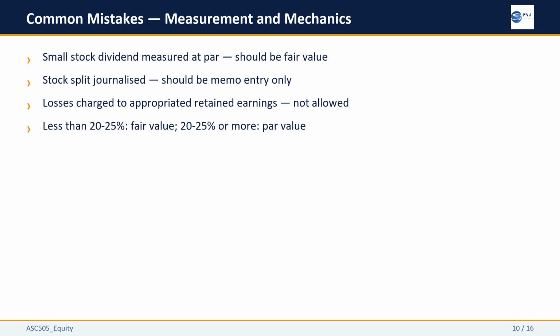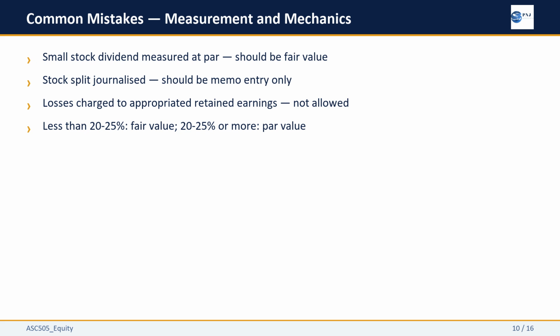Three more common mistakes involve measurement and mechanics. Fifth, measuring a small stock dividend at par value instead of fair value. The rule is clear: a stock dividend under 20 to 25% uses fair value, 20 to 25% and above uses par value. Sixth, recording a journal entry for a stock split. A stock split requires only a memorandum entry. You update the share count and par value per share, but there is no journal entry.